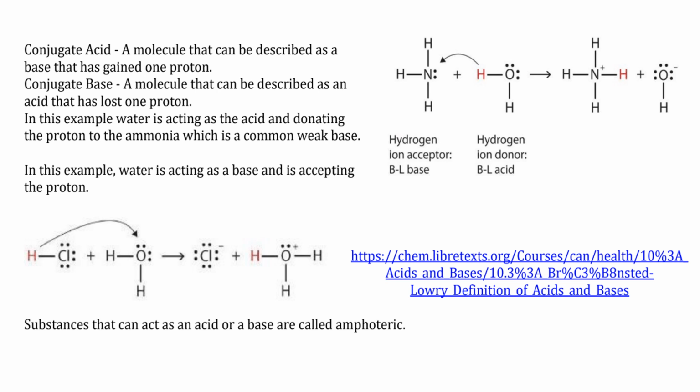The term amphoteric means a substance that can act as an acid or base, and water is an example of that. In the second example, water is going to gain a hydrogen. So the HCl, hydrochloric acid, is the acid, and the water is acting as a base. On the other side of the equation, the chloride ion is a conjugate base, and the hydronium ion is the conjugate acid because it gained a proton.